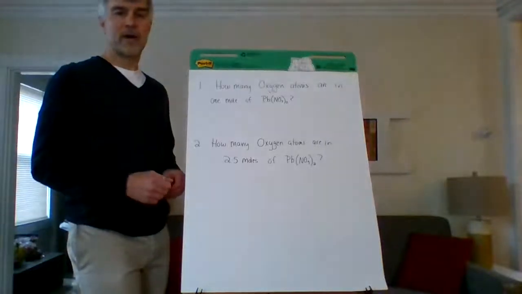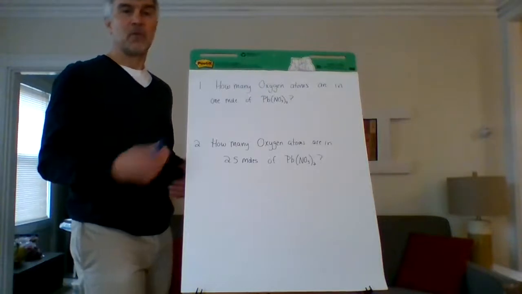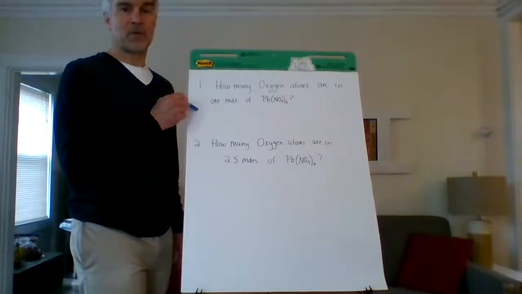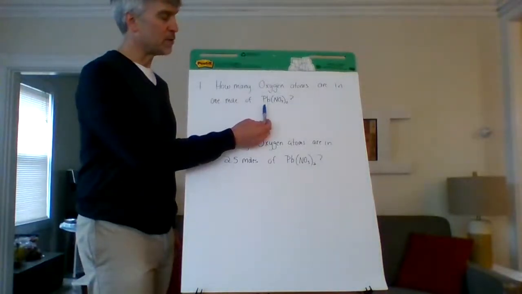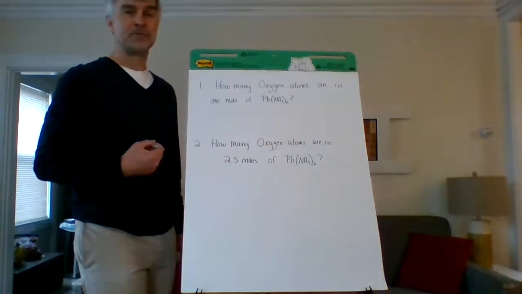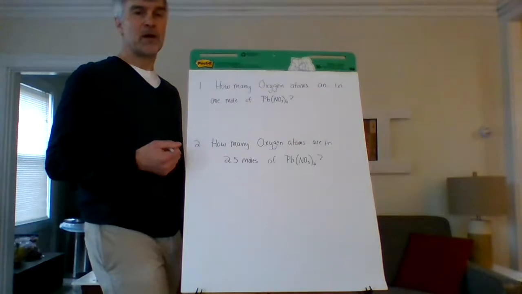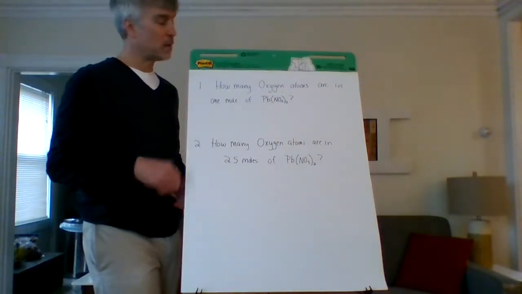All right, so I'm going to do a couple practice problems here about the number of atoms in a mole of molecules. The first question here is how many oxygen atoms are in 1 mole of lead nitrate? And the empirical formula for lead nitrate is Pb(NO3)2. So the first thing you want to figure out is how many oxygen atoms are in 1 molecule of Pb(NO3)2.